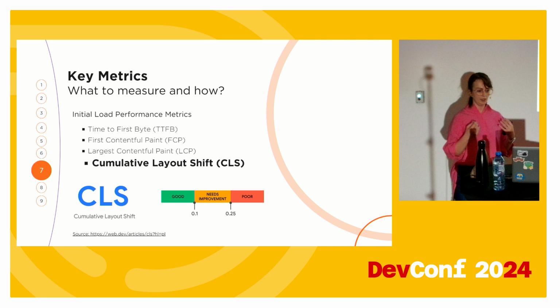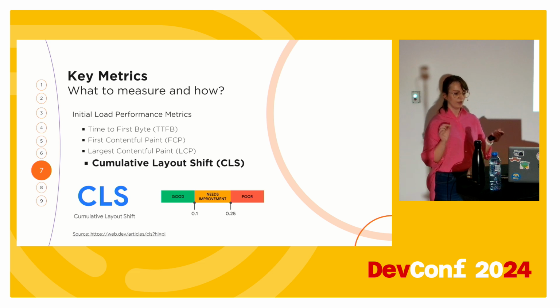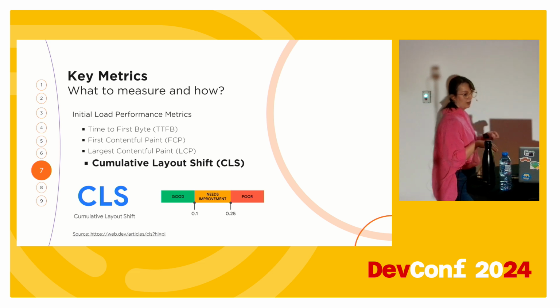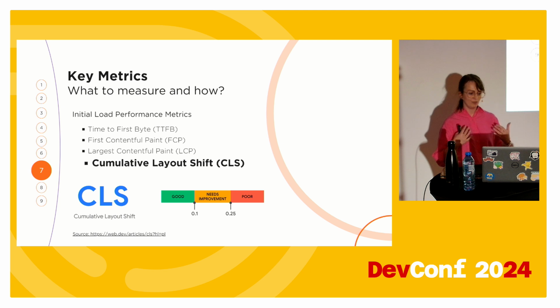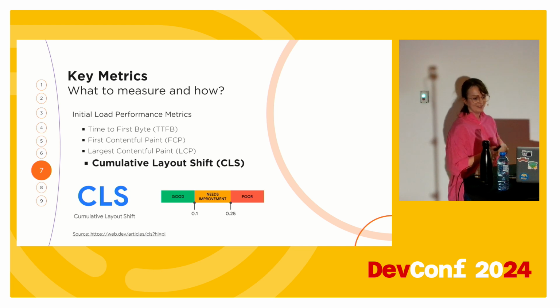So it measures the visual stability of our page, and it is the sum of layout shifts in some period of time. It could be around 5 seconds. It depends on the tool. And this is one of the metrics without a unit. And as you can see, the good result is under 0.1. And what's more, CLS and LCP are Core Web Vitals.